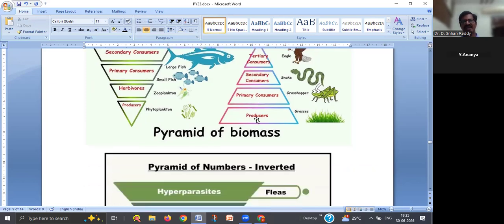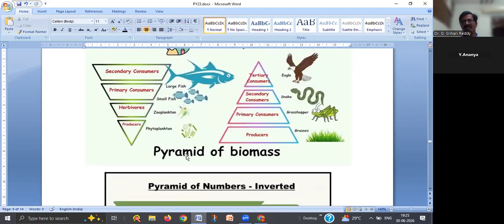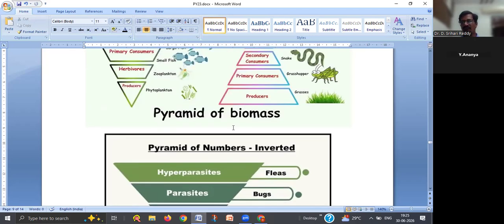Also, one more thing they didn't ask, but in the case of the pyramid of numbers, usually we see the upright pyramid, a straight pyramid. But in some cases, like the parasitic ecosystem, the pyramid of numbers is inverted. So you should remember these two instances. For the pyramid of biomass, the marine ecosystem is inverted, and for the pyramid of numbers, the parasitic ecosystem. In the case of the parasitic ecosystem, the pyramid of numbers is inverted. So these two examples you have to remember.